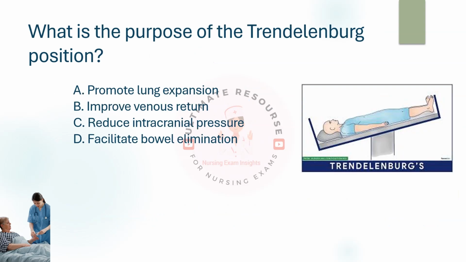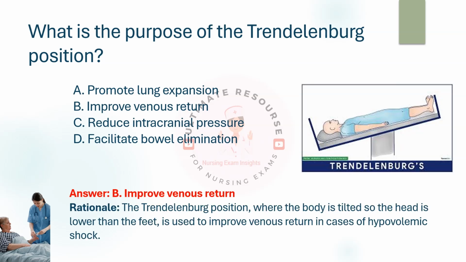What is the purpose of the Trendelenburg position? Options are A. Promote lung expansion. B. Improve venous return. C. Reduce intracranial pressure. D. Facilitate bowel elimination. The answer is B. Improve venous return. The Trendelenburg position, where the body is tilted so that the head is lower than the feet, is used to improve venous return in cases of hypovolemic shock.